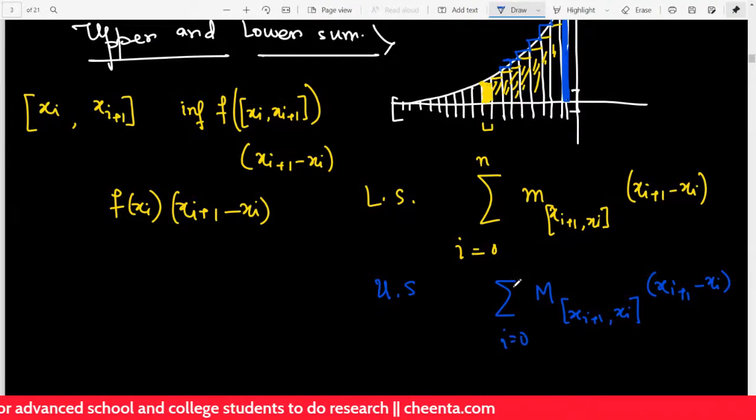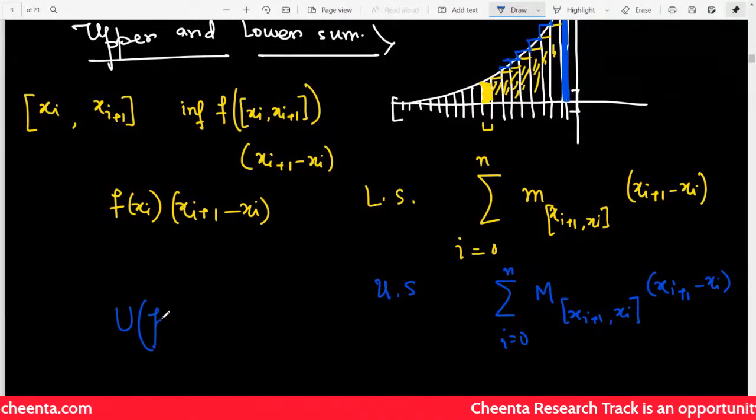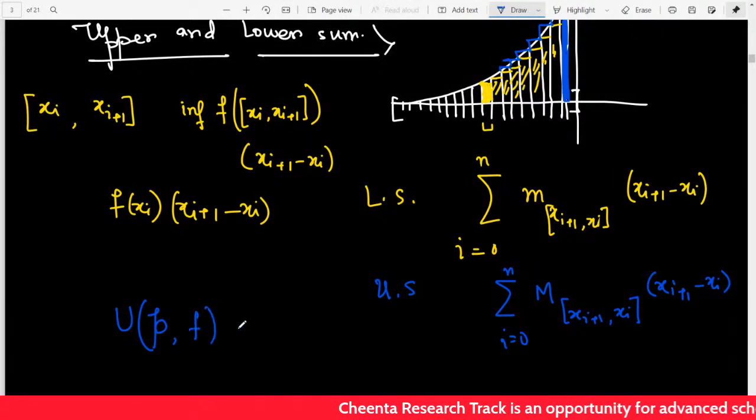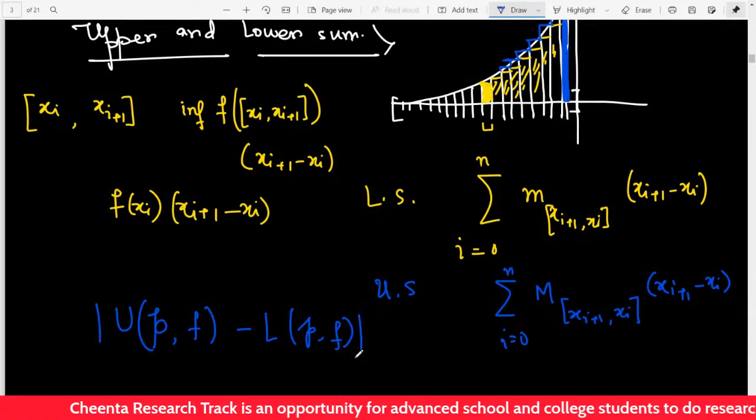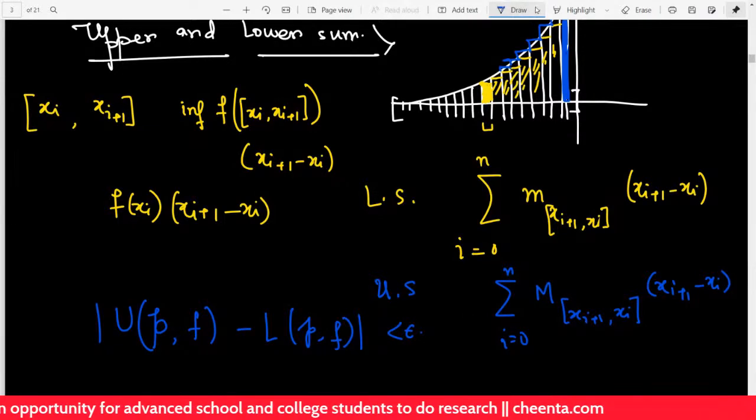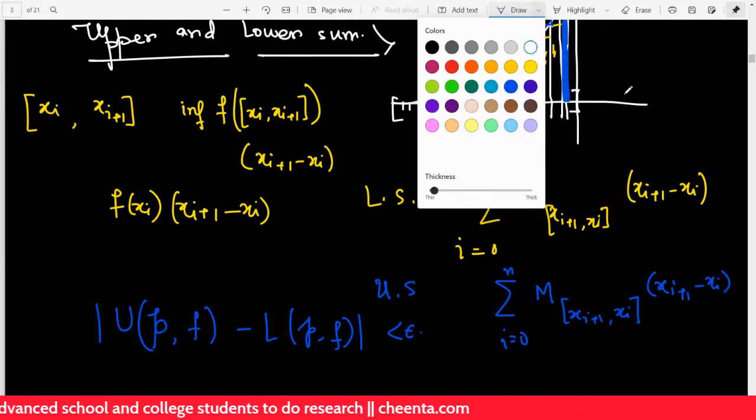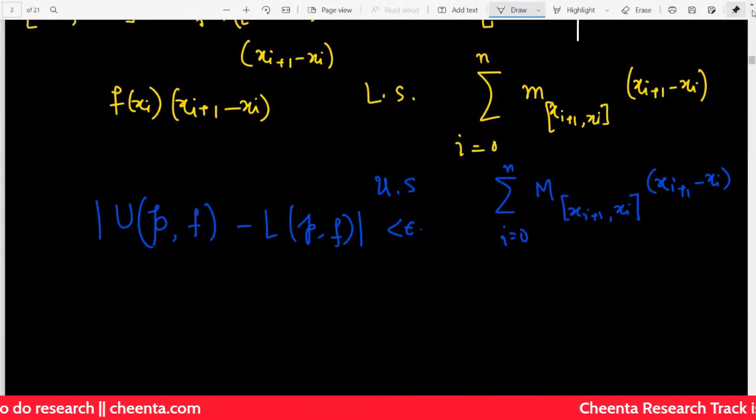Now when the function is integrable, the upper sum U(P, f) with the partition, minus the lower sum L(P, f), is less than epsilon. That is when the function is integrable. So that's the basic Riemann integration without going into too much detail.